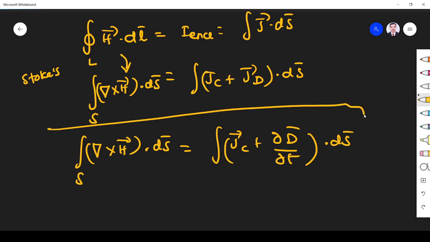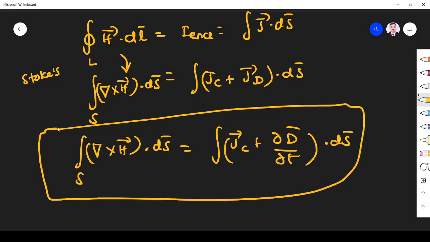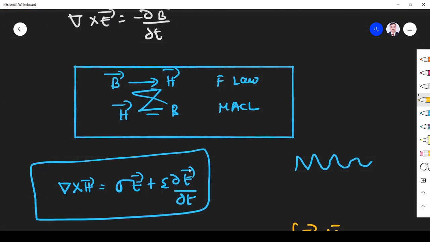This is what the integral form of the modified Ampere circuit law is. This is the integral form. Fine. This is the point or differential form. This is the point form or differential form, right?